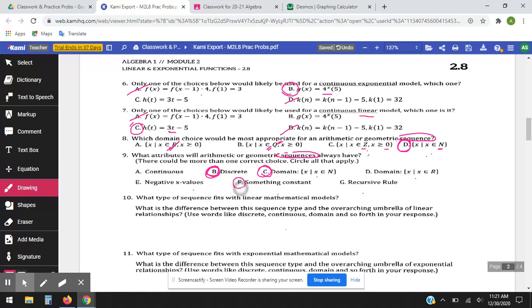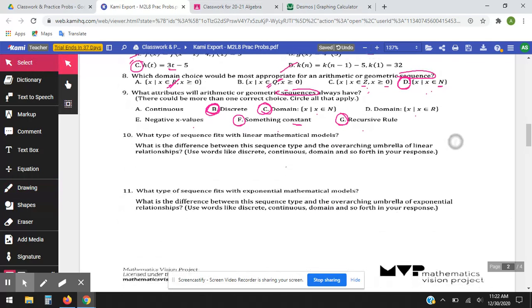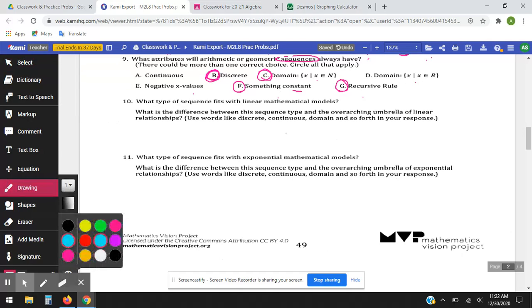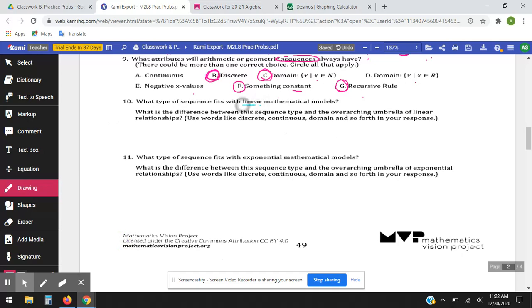There's always something constant, right? We're either adding or subtracting, multiplying or dividing. So there's something constant in there. And our recursive rule: we always have a starting point and we always do something to get our next number. So we do have the recursive. The next two are very similar, 10 and 11. What type of sequence fits with linear mathematical models? Well, if we're looking at linear, then we want arithmetic.